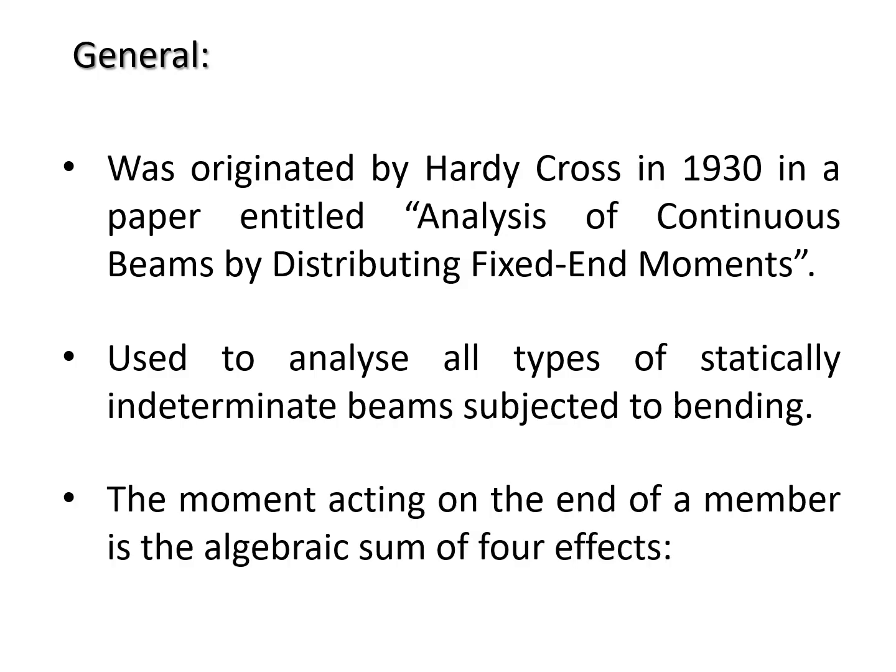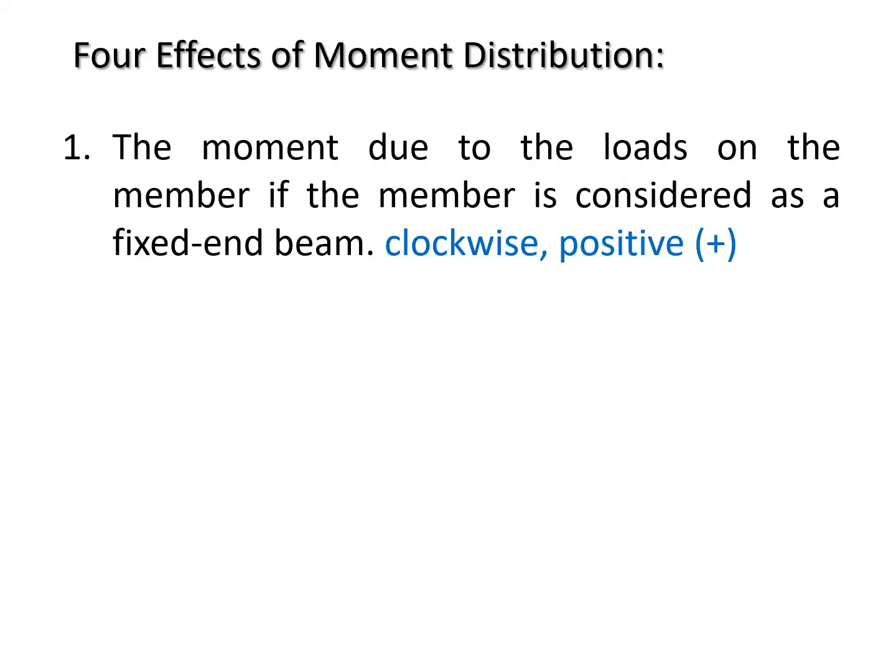And also, the moment acting on the beam of a member is the algebraic sum of the four effects. So these are the four effects of moment distribution. Number one, the moment due to the loads on the member if the member is considered as a fixed member or fixed end beam. So we're going to have a clockwise positive and counterclockwise to be negative fixed end moment.